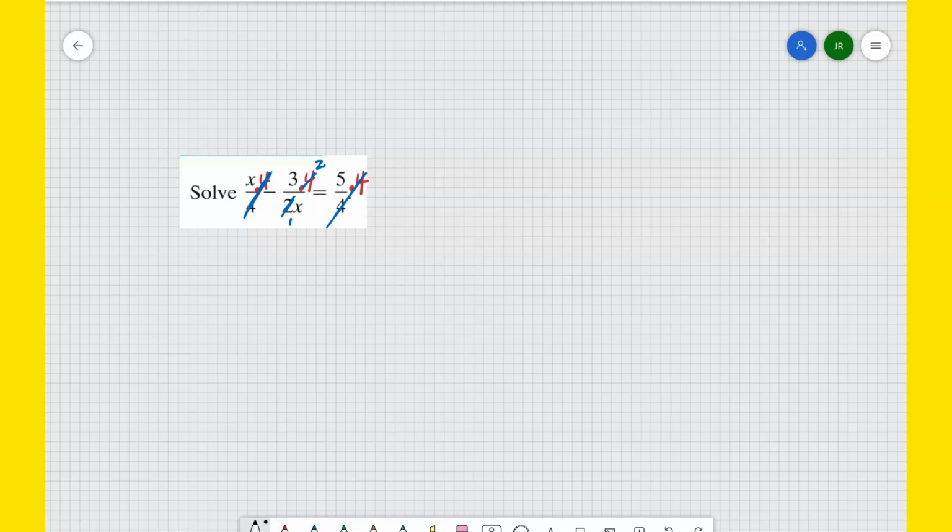Okay, so my next line will be, since the 4's canceled out here, it's going to be x minus, okay, what do I have going on here? 3 times 2 on top, that's 6. What do I have on the bottom? I've just got x. If you say 1x, that's okay also, but I'm just going to put x. And what do I have here? Since the 4's canceled out, that's going to be 5.